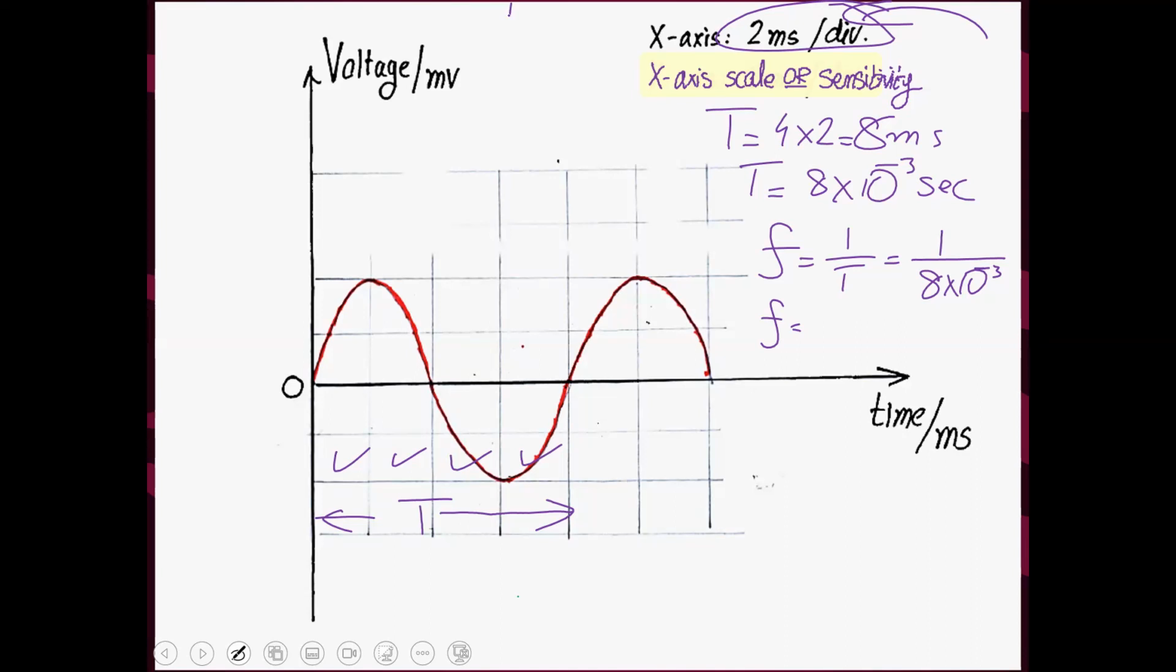So the method is very simple. Count the boxes and multiply by the scale. Count the boxes and multiply it by the scale.